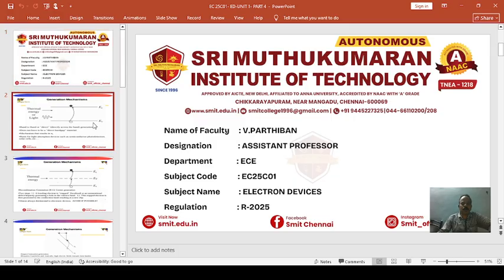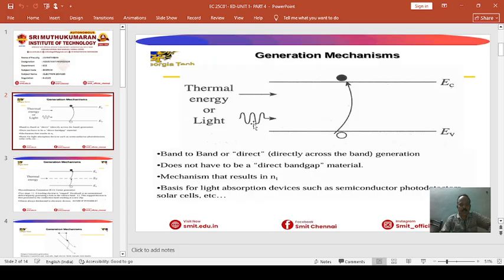Now I am going to talk about the topic called the generation mechanisms as well as the recombination mechanisms, which prevail in semiconductors. The first generation mechanism is called band to band generation, which is also known as direct generation. In semiconductors, the electrons normally occupy the valence band, which is lower than the conduction band. When sufficient energy is supplied, an electron can jump from the valence band to the conduction band.